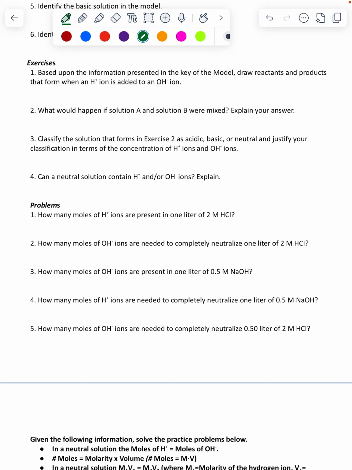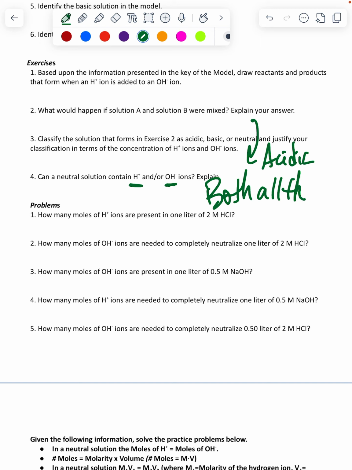Classify. So in 2, what would this be? It would be acidic because there was an H. Can a neutral solution contain H's and OH's? Yeah, both. All the time. And as far as, is it acidic or basic or neutral? It just depends on the amounts. More H's, acidic. More OH's, basic. Same amount, neutral. There you go.